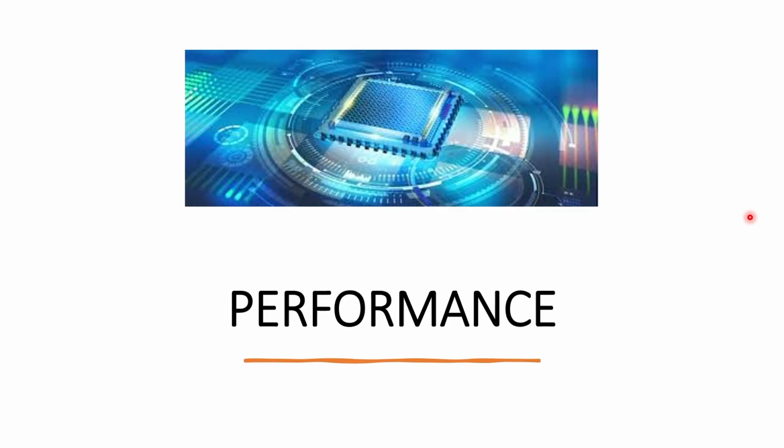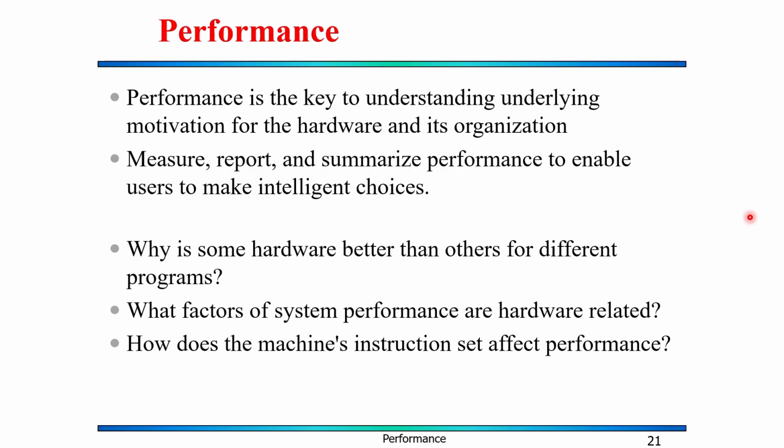Welcome to the Computer Architecture and Assembly language class. Now we move into the second part of this chapter, which focuses on performance. Performance is the key to understanding the underlying motivation for hardware and its organization. When we study why processors are designed a certain way, performance is usually the driving factor. We measure, report, and summarize performance to enable users to make intelligent choices.